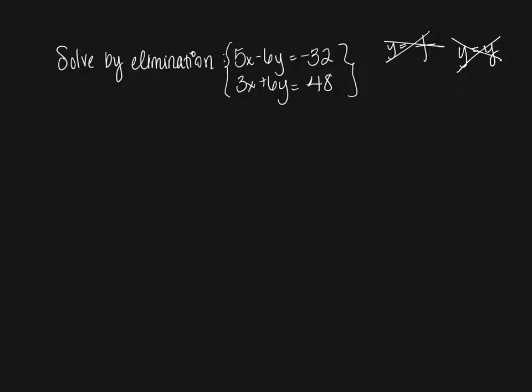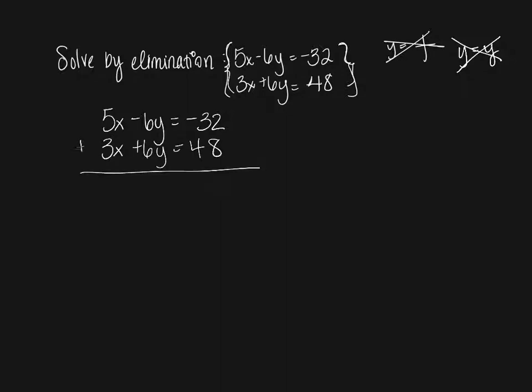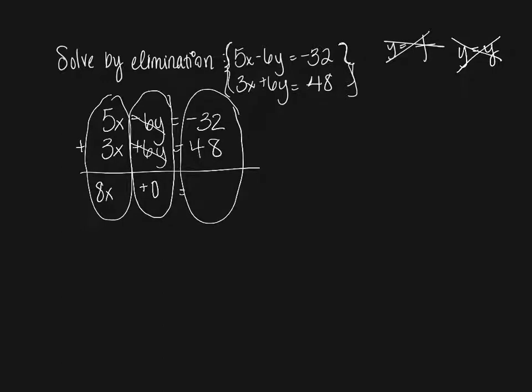So the next thing I can do is look at simply adding these two equations up and setting it up as an addition problem that I work vertically. So I'm going to rewrite my problem here. And notice if I think about adding this as a system, I'm going to add my 5x to my 3x, and I'm going to get 8x. I'm going to add my negative 6y to my positive 6y, and I'm going to get 0. Negative 6 and positive 6 cross out. That's convenient. And then I'm going to end up adding negative 32 to positive 48.